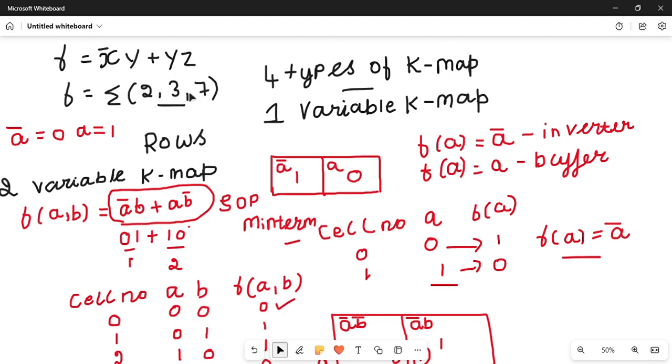If I put this in the K map and group the terms and simplify using K map, what is the resultant I get? The resultant I get is nothing but this x bar y plus yz. This is the resultant you get.